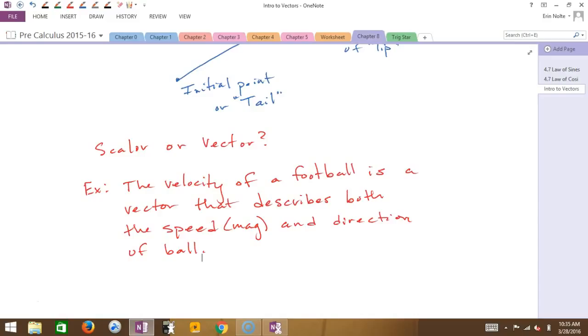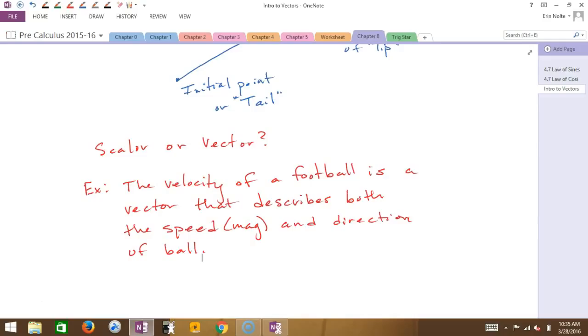Okay. What about this example? We have a car traveling 60 miles per hour, 15 degrees east of south. Scalar or vector? That one's definitely a vector. We had a speed, we had a direction, very straightforward. Okay, what about this last example?